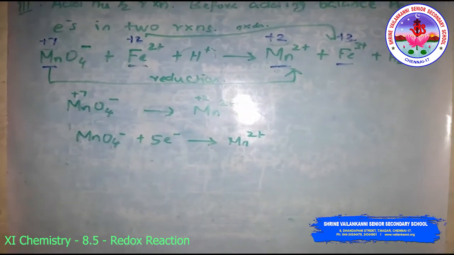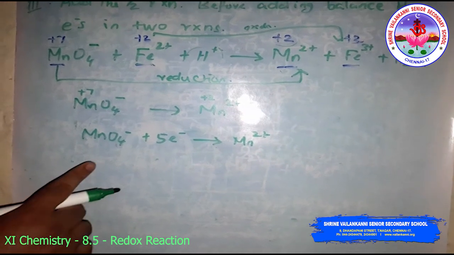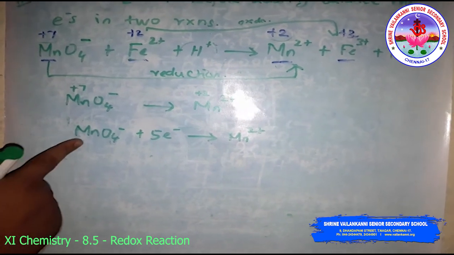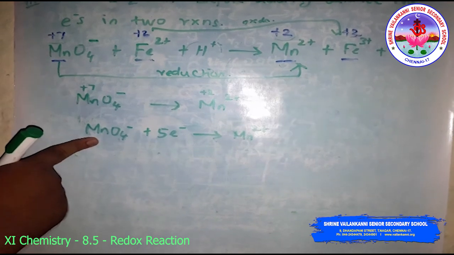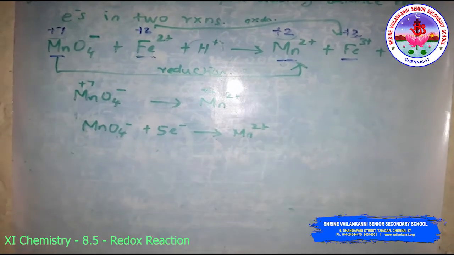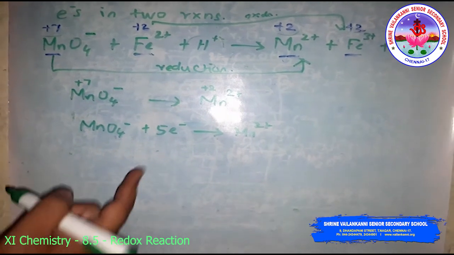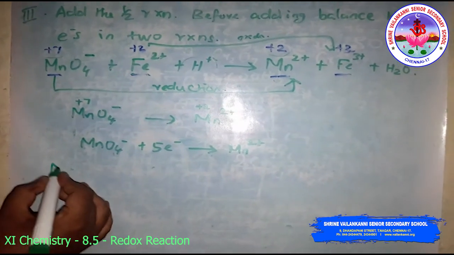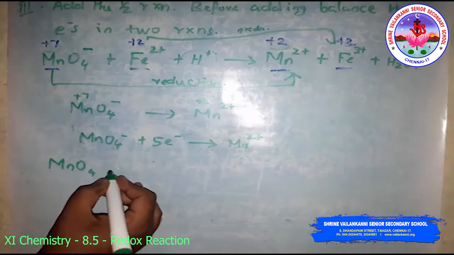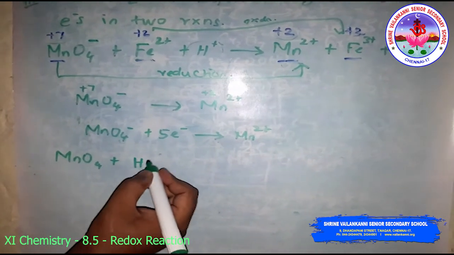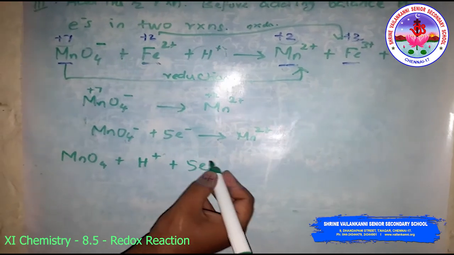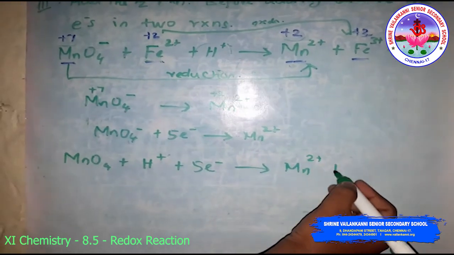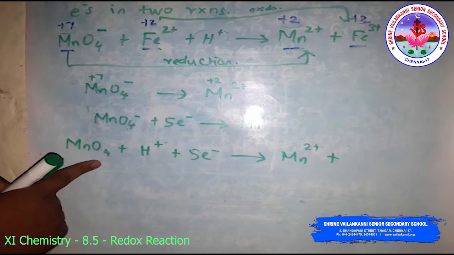Okay. Now balance the manganese, that is, atoms other than oxygen and hydrogen. Here manganese is the only element, so manganese is 1 on the left hand side and 1 on the right hand side also. Next is the reaction having hydrogen. Now write this reaction: MnO4 minus plus H plus plus 5 electrons gives Mn2 plus.